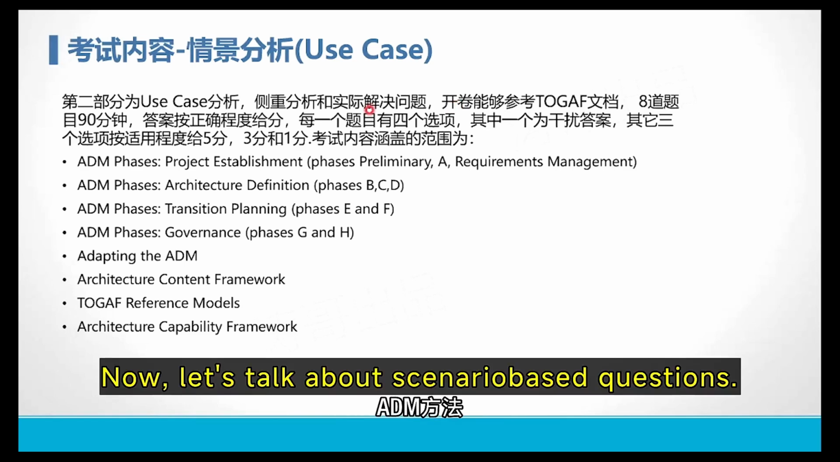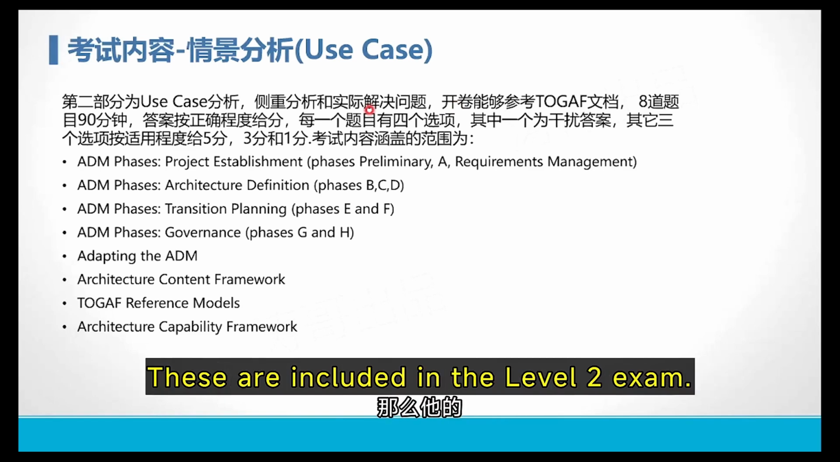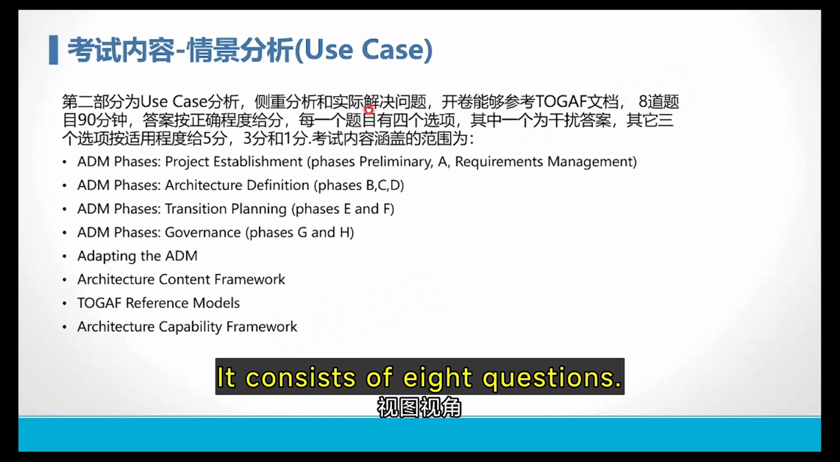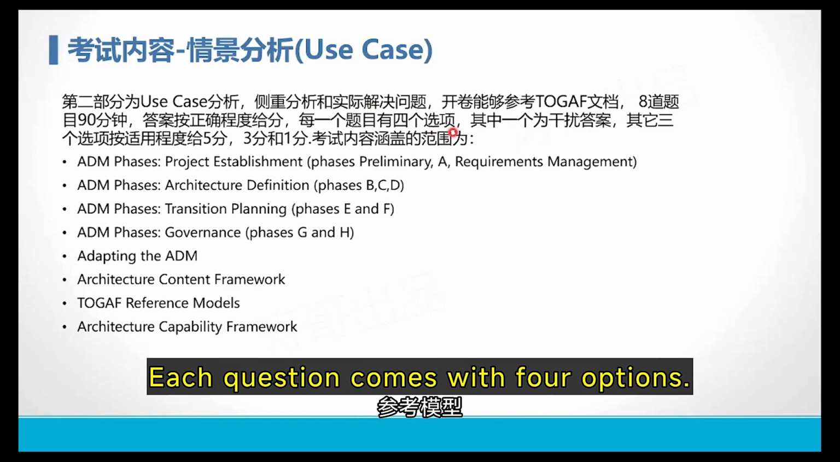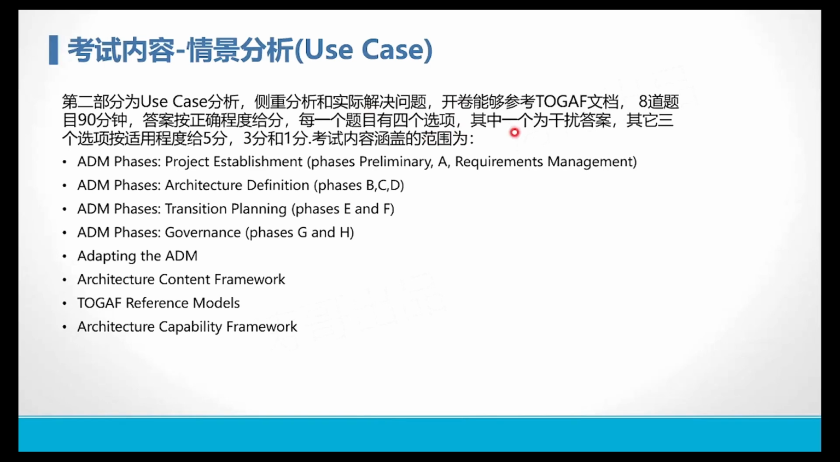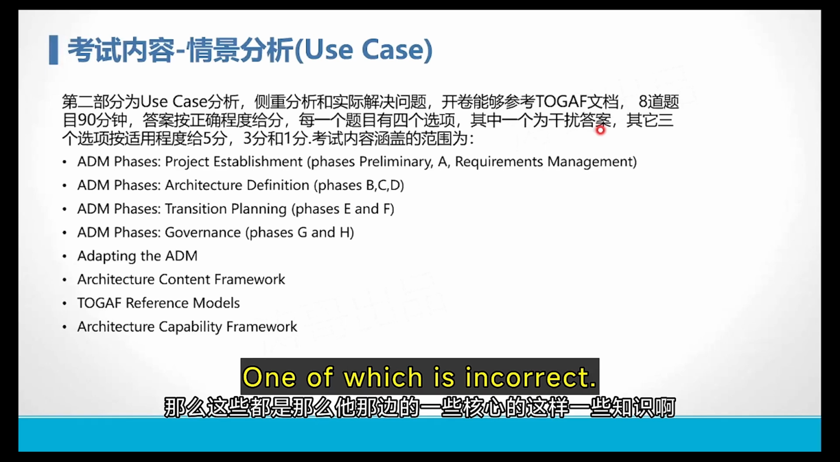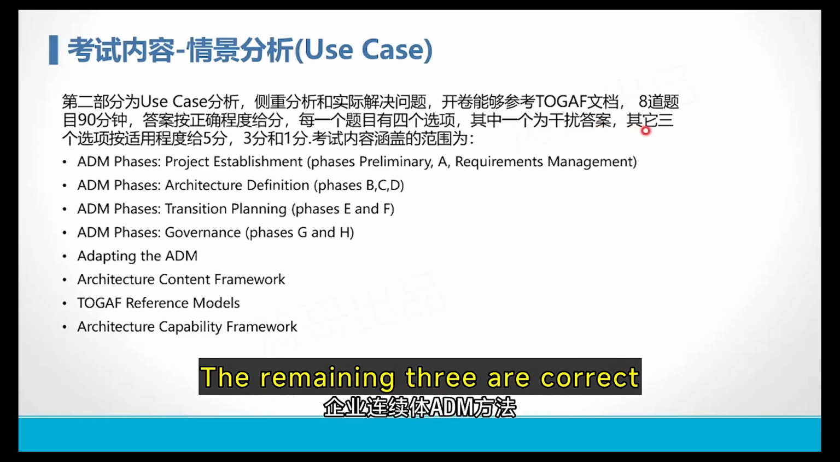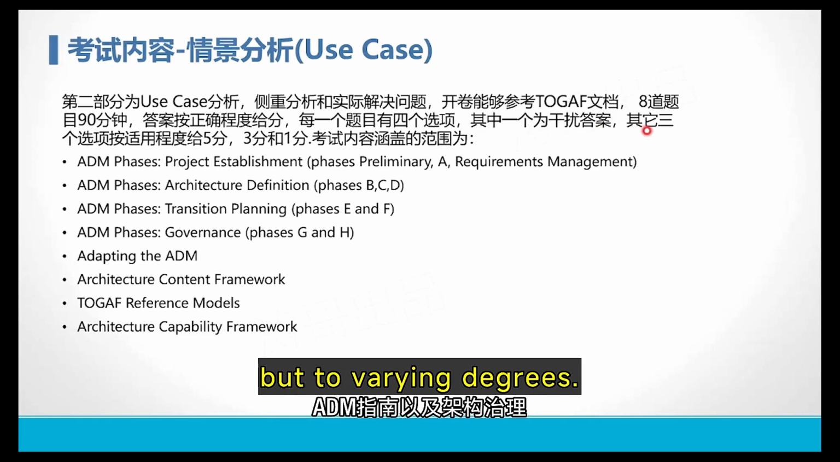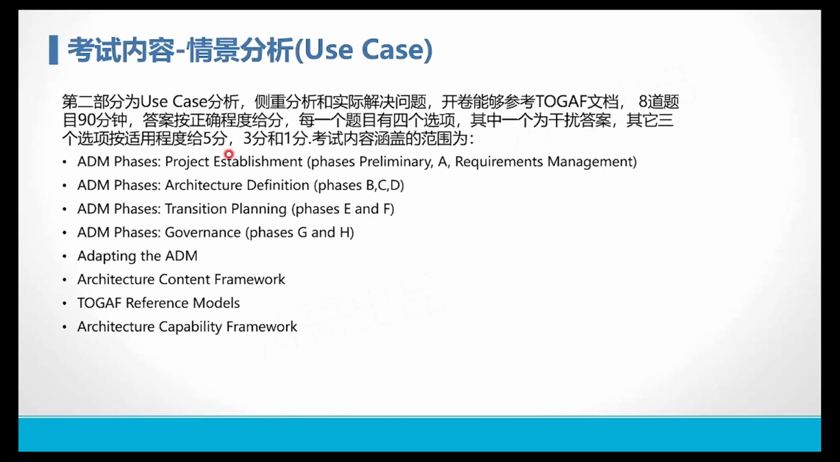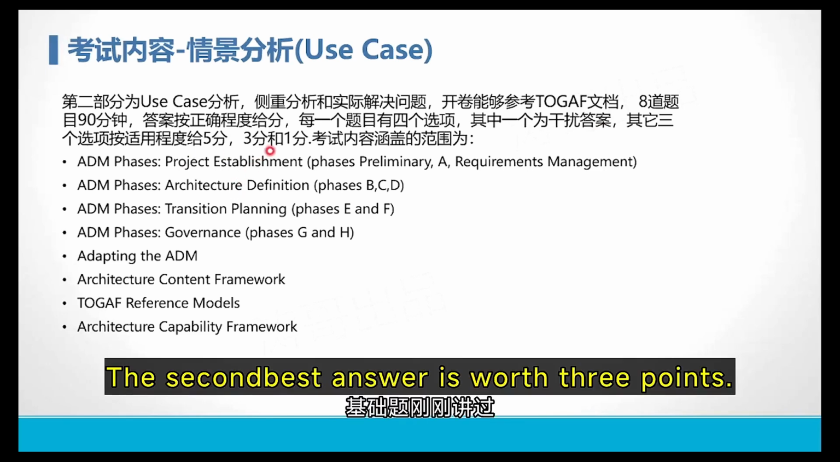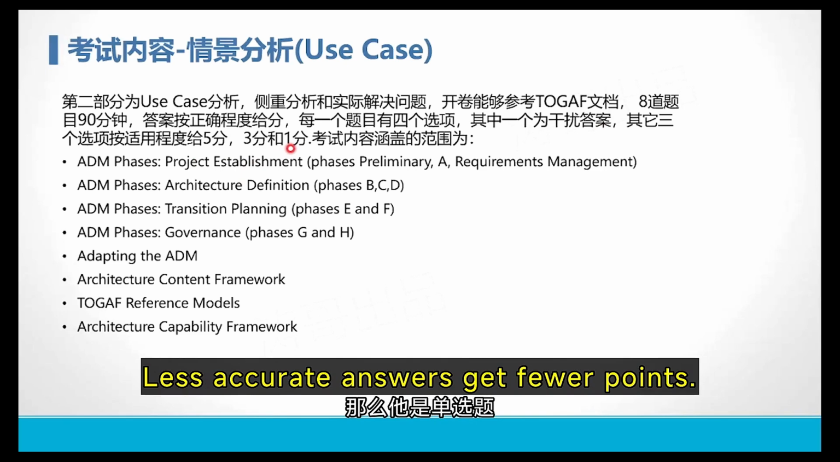Now, let's talk about scenario-based questions. These are included in the Level 2 exam. It consists of 8 questions. You get 90 minutes. Each question comes with 4 options, one of which is incorrect. The remaining 3 are correct, but to varying degrees. The best answer is worth 5 points. The second best answer is worth 3 points. Less accurate answers get fewer points.